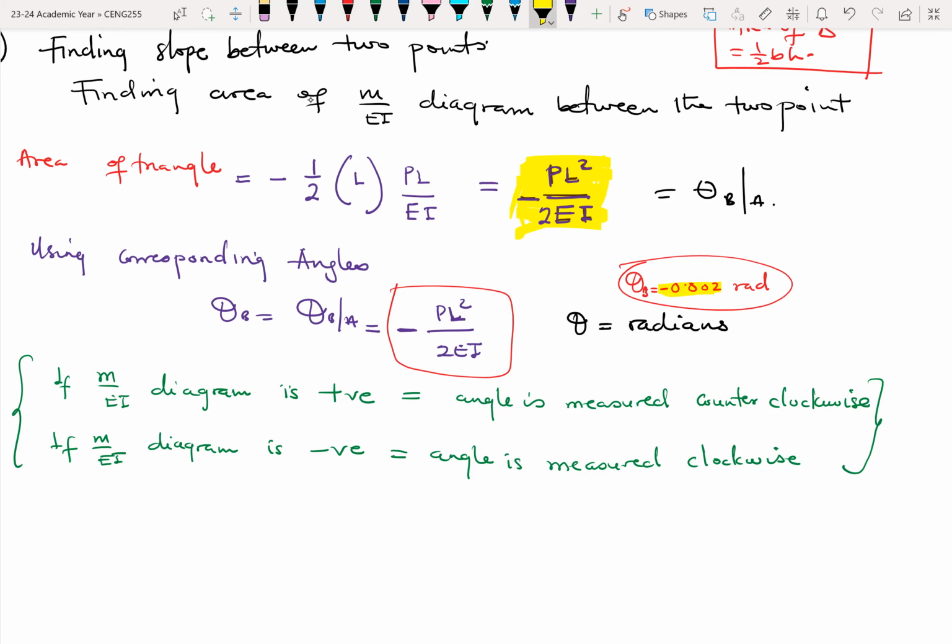All right. And you need to leave your answer in radians as it is. You don't need to convert to degrees. Okay. So once it's in radians, it's fine.